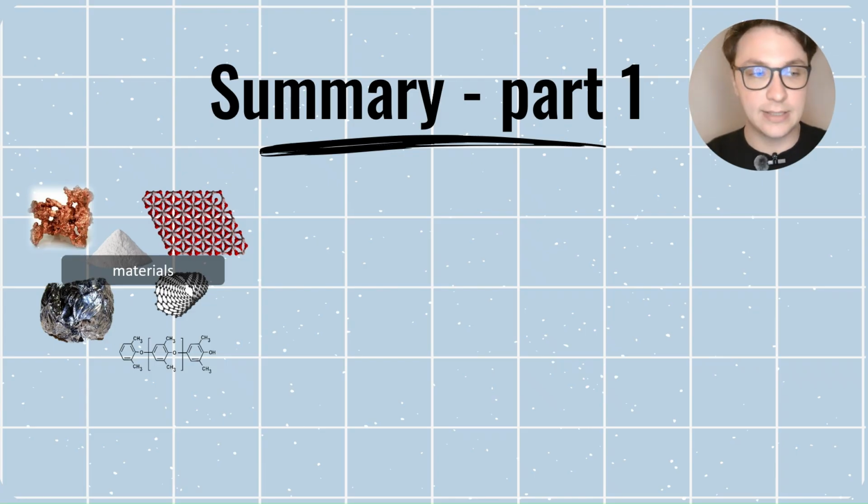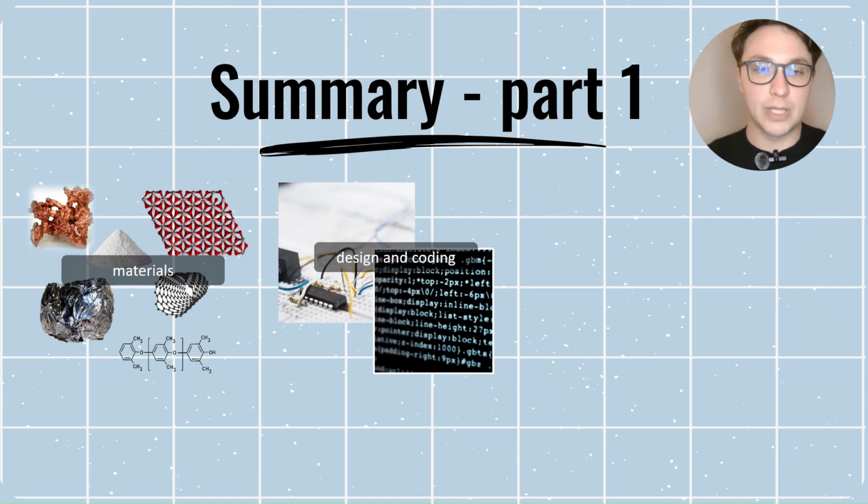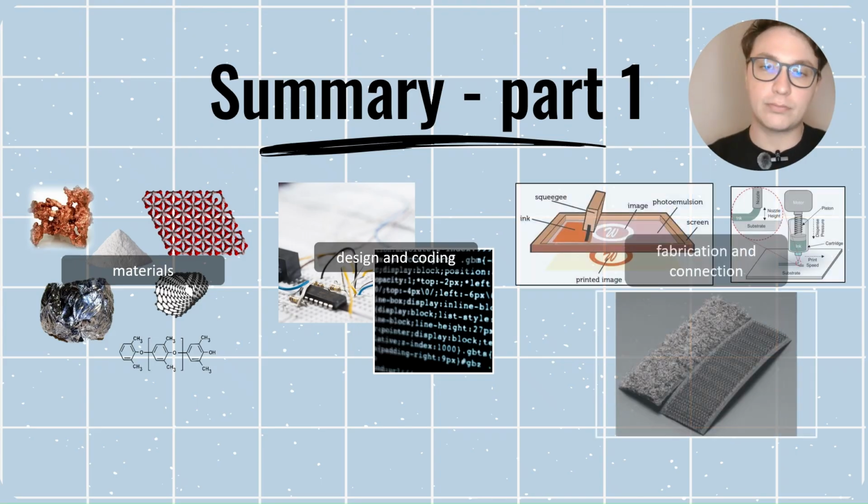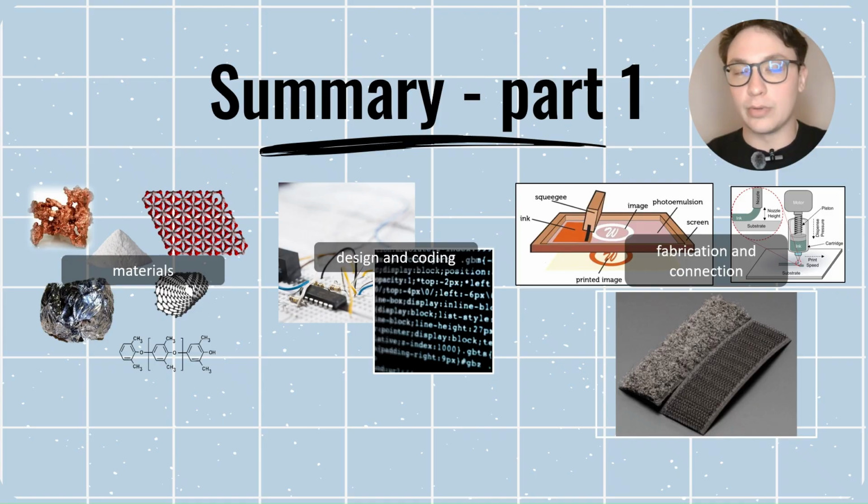Coming to the summary of this very first part, today we found a way to define electronic textiles. Specifically, we dug a little deeper into all the materials and all the possibilities of developing our own textiles. We rehearsed all the good practices for design and coding the electronics we would like to build on our textiles. And last but not least, we discovered all the possible fabrication processes and ways of connecting electronics available on the market.